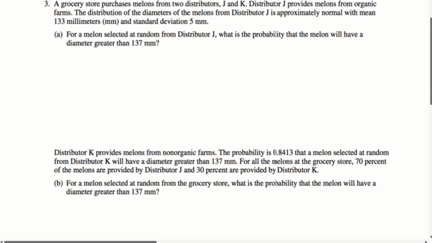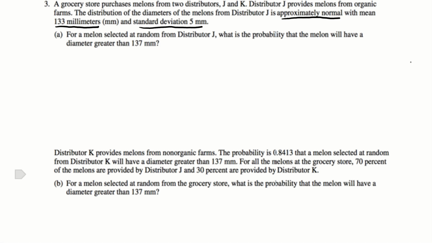So a grocery store purchases melons from two distributors, J and K. Distributor J provides melons from organic farms. The distribution of the diameter of the melons from distributor J is approximately normal, with a mean of 133 millimeters and standard deviation 5 millimeters. For a melon selected at random from distributor J, what is the probability that the melon will have a diameter greater than 137 millimeters? Okay, so they're talking about just distributor J, and they said distributor J is approximately normal.